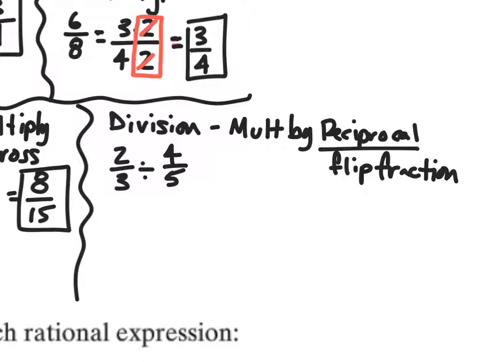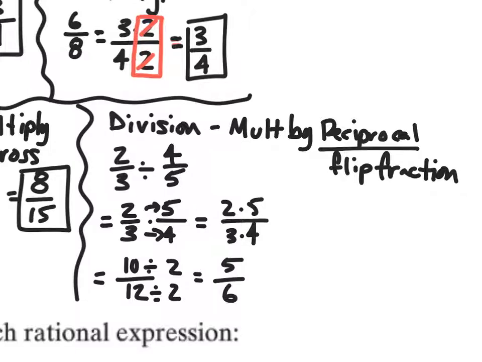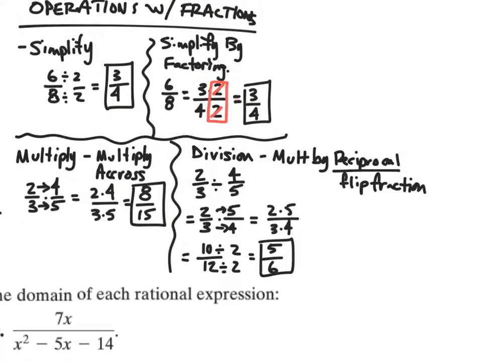So what I want to do here, my next step, if I were to do this, I would do 2/3 times 5/4. And then I would simply multiply across, and that would give me 2 times 5 divided by 3 times 4. Now what we get as a result, 2 times 5, that's going to give me 10 over 12. Now each of these is divisible by 2, so I can divide each of these by 2, and that would give me 5/6. Okay, so, pretty simple, things that you've done before.